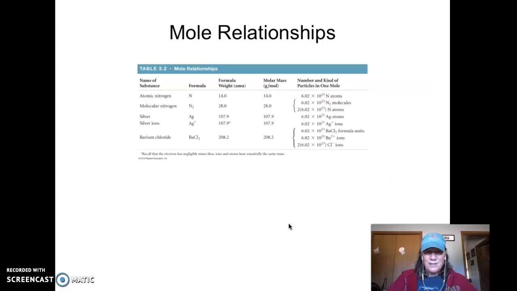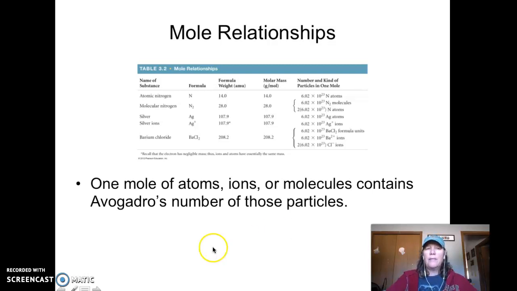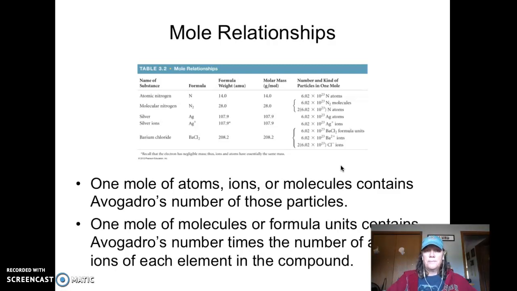This one is hard to read, and I'm sorry about that. But the thing to remember is 1 mole of atoms, ions, molecules, whatever, is Avogadro's number. Like nitrogen's mass is 14. That's what 1 mole weighs, and it has Avogadro's number. Silver, we'll use 108, Avogadro's number. It doesn't change. 1 mole of any substance has Avogadro's number of particles. It doesn't matter if it's atoms or molecules or ions. 6.02 times 10 to the 23rd, that's the magic number.